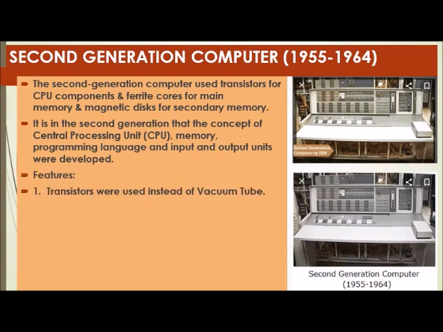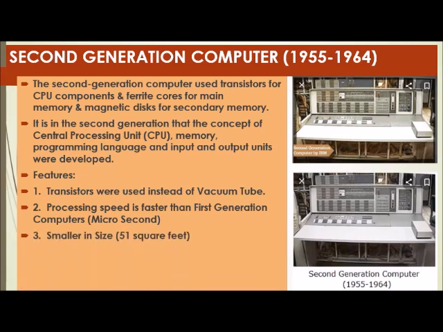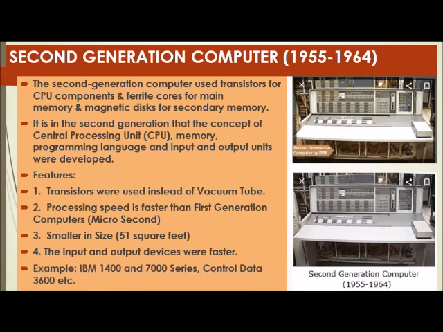Let's look at some of the features. 1. Transistors were used instead of vacuum tubes. 2. Processing speed was faster than the first generation computer, that is, they used microseconds. 3. They were smaller in size. 4. The input and output devices were faster. Examples include the IBM 1400 and 7000 series, Control Data 3600, etc.